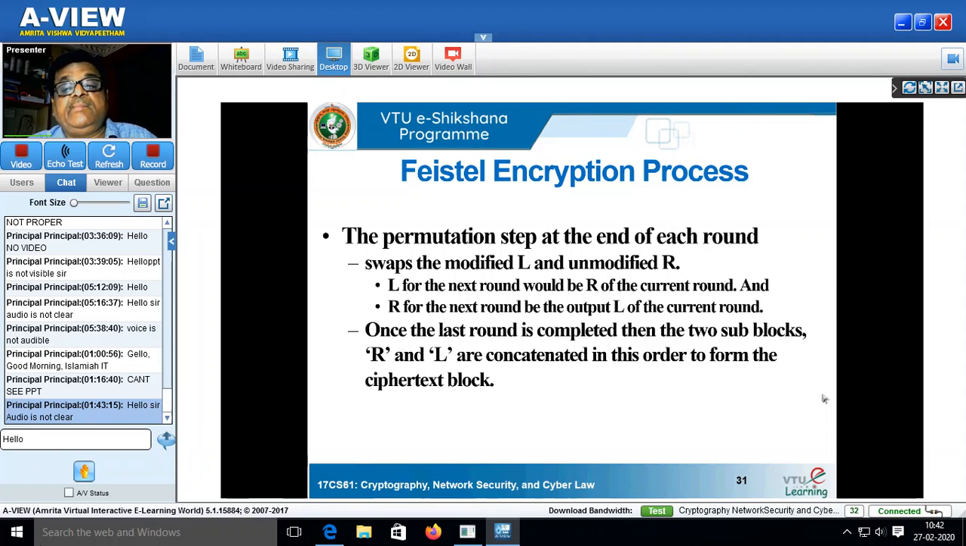The permutation step at the end of each round swaps the modified L and the unmodified R. L for the next round would be R of the current round, and R for the next round is the output L of the current round. Once the last round is completed, the two sub blocks R and L are concatenated in this order to form the ciphertext block.